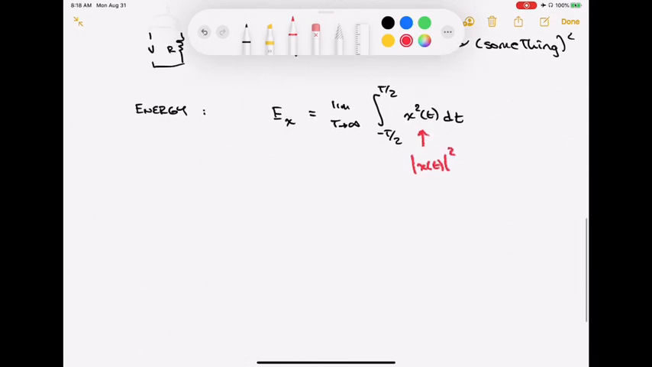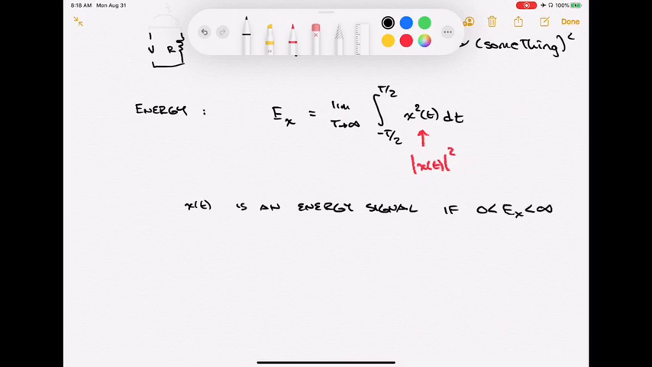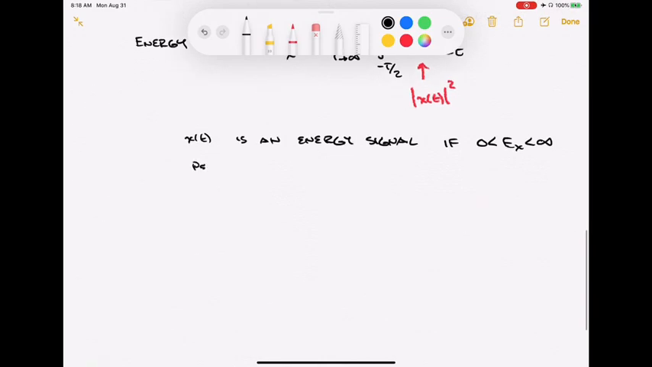So when we talk energy signals, we're going to say x of t is an energy signal if the energy of x is a finite number, okay? I might make the comment that periodic signals, something like a sinusoid, can't be energy signals, right? Because they go on forever and they'd have infinite squared content.